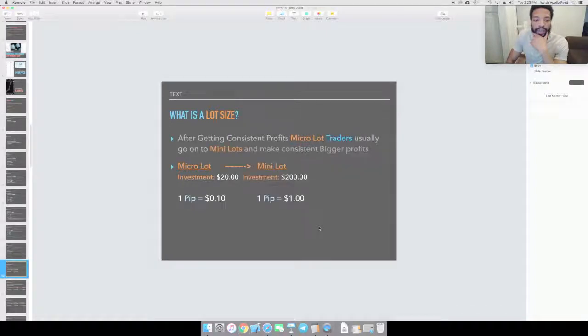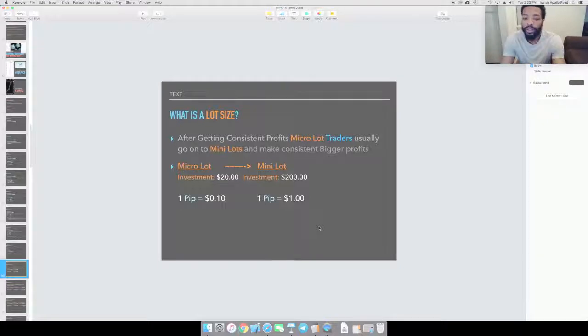So let's see. After getting consistent profits, micro lot traders usually go on to mini lots and make consistent bigger profits, obviously, because it's a bigger investment. So usually a mini lot is an average investment of like $200 in a trade, where 1 pip is equal to $1 in a mini lot size.